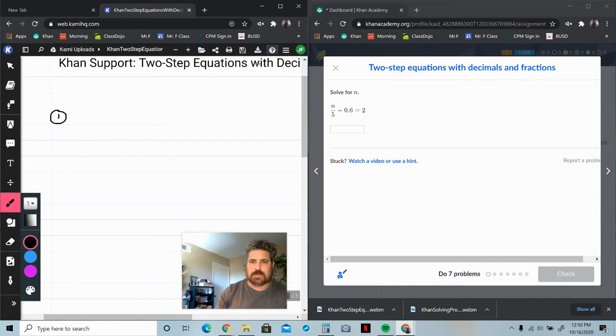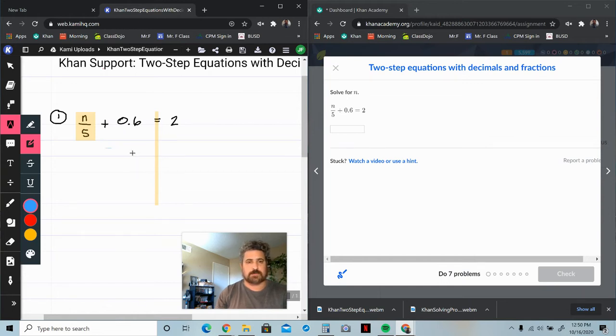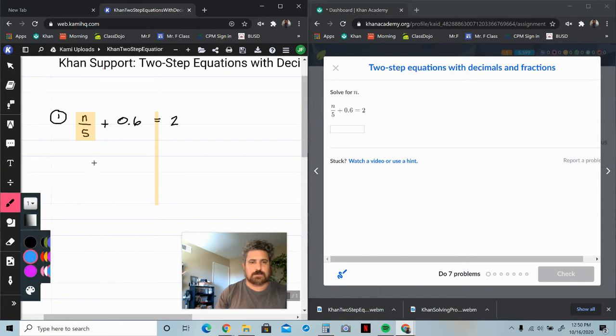All right, anyways, as I was saying, it's n divided by 5, plus 0.6, and that is equal to 2. So your goal, just like in any other two-step equation, is to get the variable term by itself. Whatever you do to one side, you got to do to the other. So in this case, we're going to peel away this plus 0.6. We want to get rid of that. How do you undo plus 0.6? Minus 0.6 to both sides. So let's subtract 0.6 from both sides.